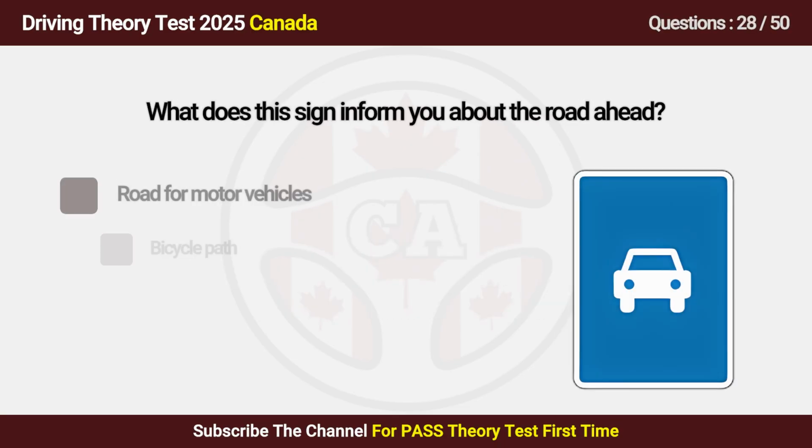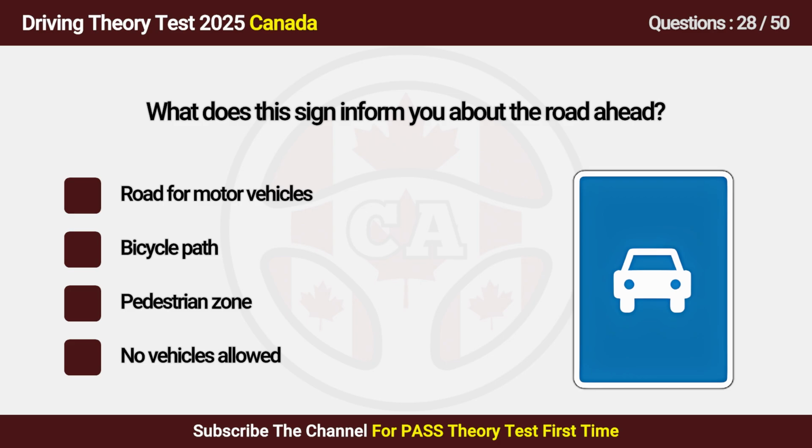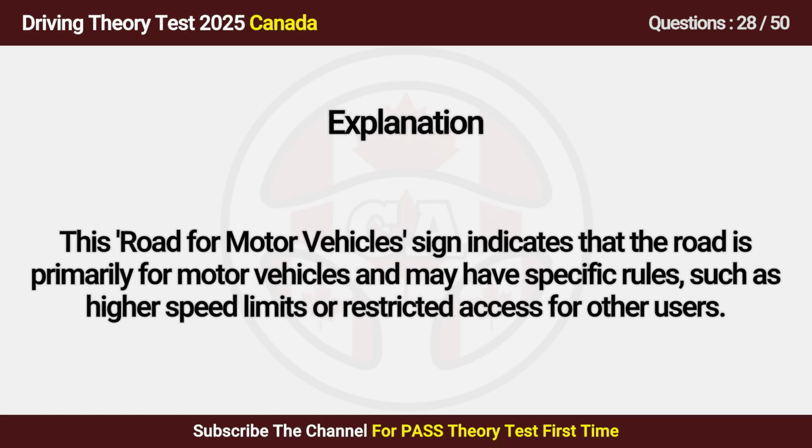Question 28. What does this sign inform you about the road ahead? A, road for motor vehicles, B, bicycle path, C, pedestrian zone, D, no vehicles allowed. Answer is A, road for motor vehicles. This road for motor vehicles sign indicates that the road is primarily for motor vehicles and may have specific rules, such as higher speed limits or restricted access for other users.